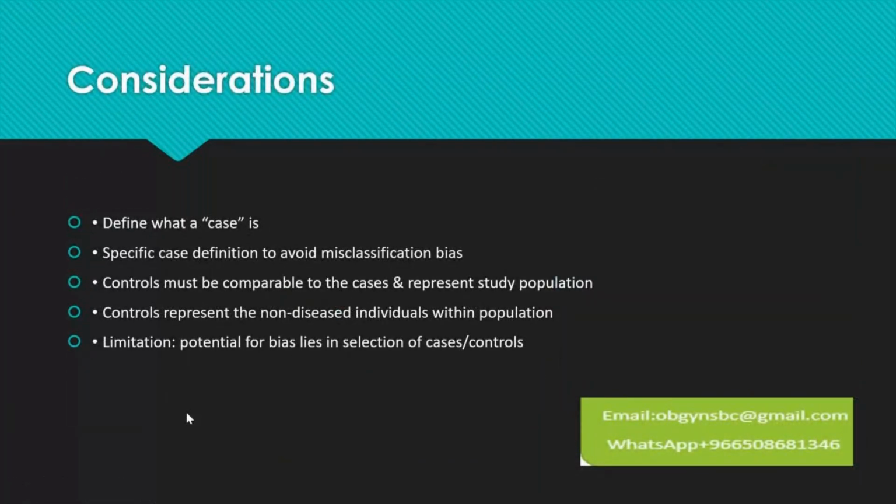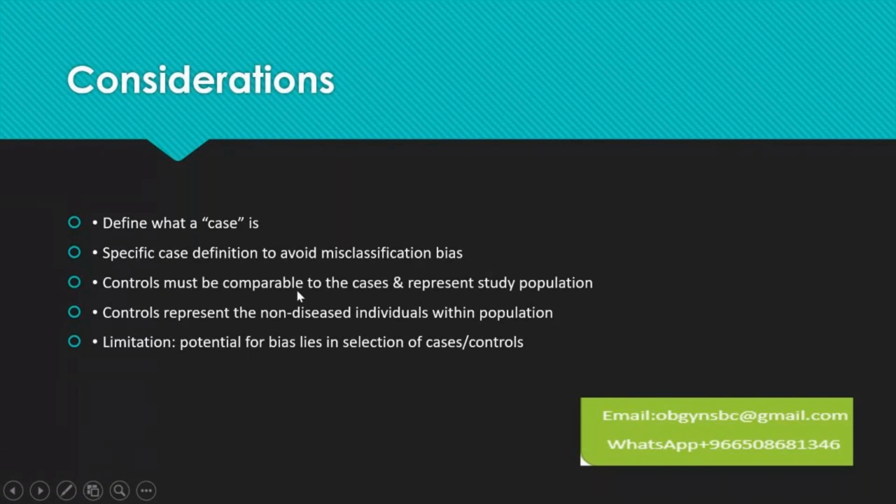So when you are planning to do a case control study, what considerations should you keep in mind? You should clearly define what a case is. For this, you will have to define the condition and you would want to describe the time limit also, in which duration this has happened. Use a specific case definition to avoid misclassification bias. Controls must be comparable to the cases and they should represent the study population. Controls represent the non-diseased individuals within the population. And the limitations: the potential for bias lies in the selection of cases and controls.